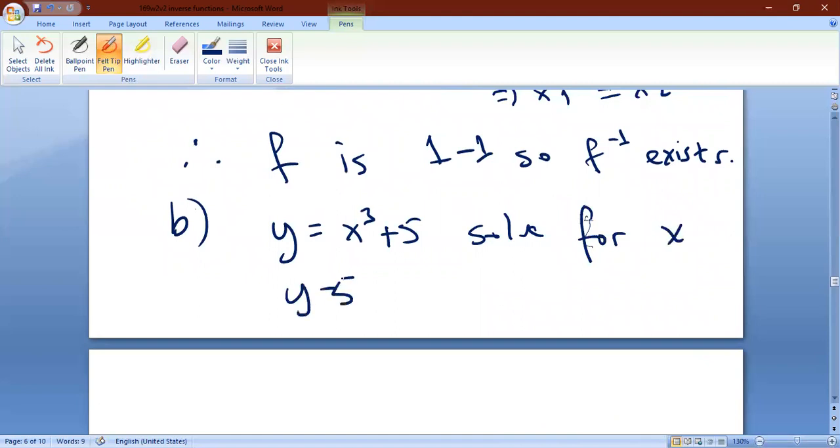Y minus 5. So we subtract 5 from both sides. Y minus 5 equals x cubed. And then take the cubic root of both sides. Taking the cube root of x cubed will give us x, just like before in the a part. So this is x, then switch x and y.